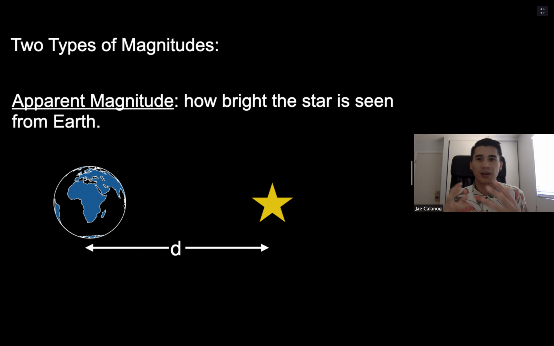This gives a rise to 2 different types of magnitudes. So type 1 is called the apparent magnitude. Apparent basically just means like the obvious, right? And so this means that if you were to see a star in the sky, this is how bright that star would be seen when it appears from Earth, or as you see it here from Earth. So you look outside, you see a star, you're like, oh, that is like magnitude 1. So that is the apparent magnitude of the star, okay? So that one's pretty straightforward.